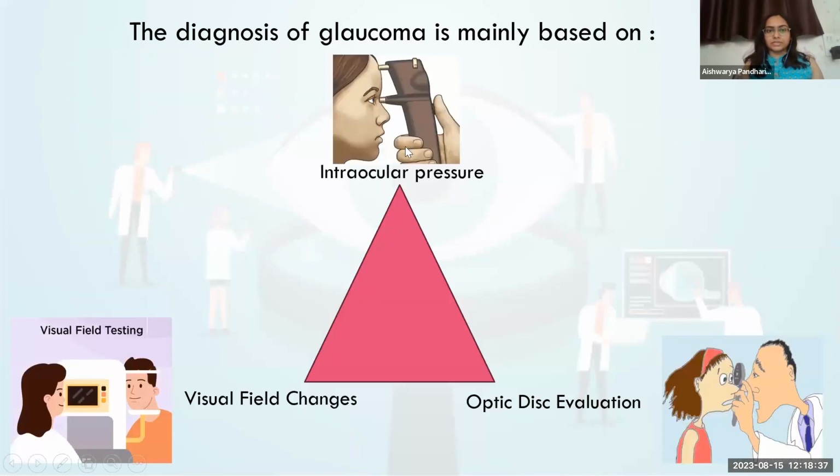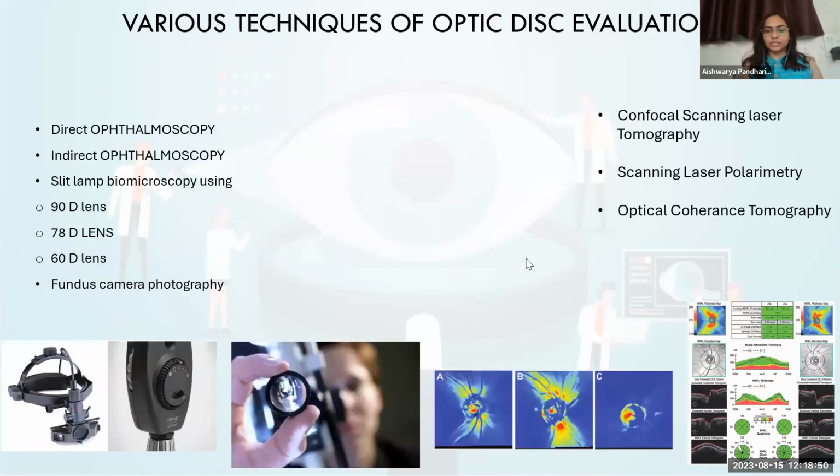The main diagnosis of glaucoma is based on three main features: the intraocular pressure, optic disc evaluation, and the visual field changes. The various techniques used for optic disc examination include qualitative as well as quantitative assessment. Qualitative assessment includes direct ophthalmoscopy, indirect ophthalmoscopy, slit lamp biomicroscopy using 90, 78, and 60 diopter lens, and fundus camera photography. Whereas quantitative assessment can be done using confocal scanning laser tomography, scanning laser polarimetry, and optical coherence tomography.